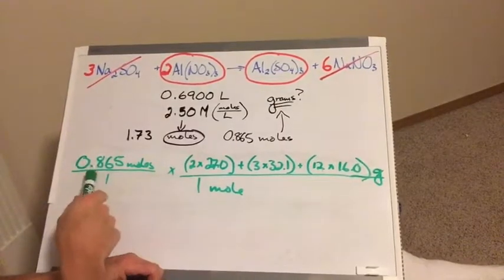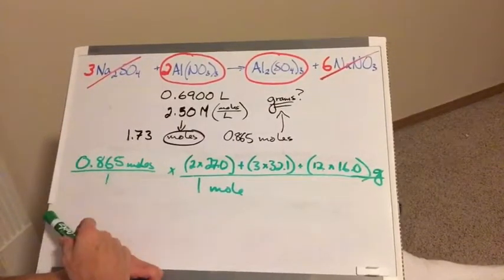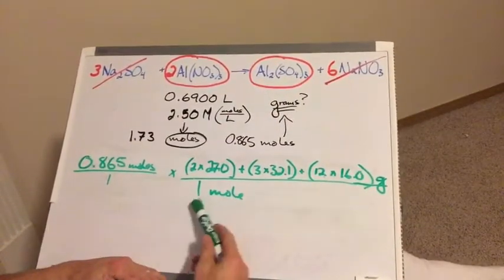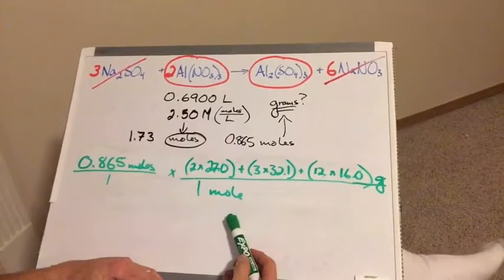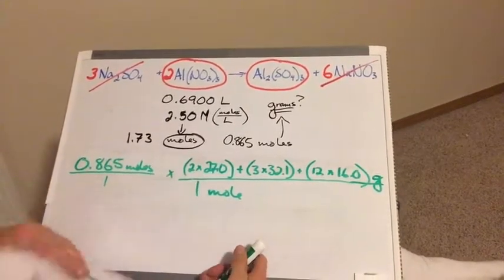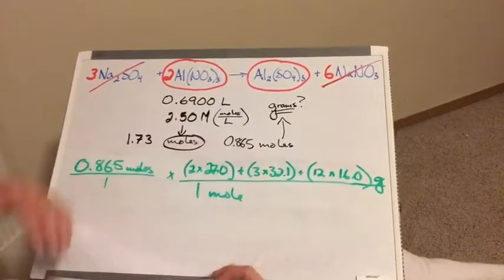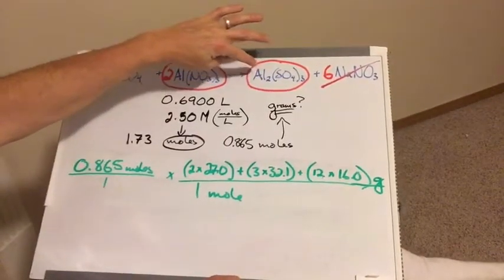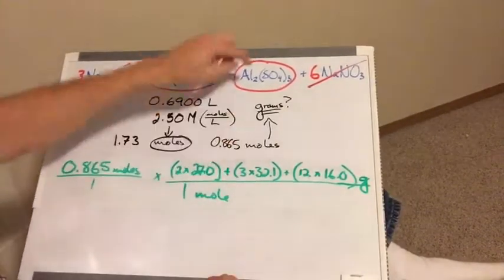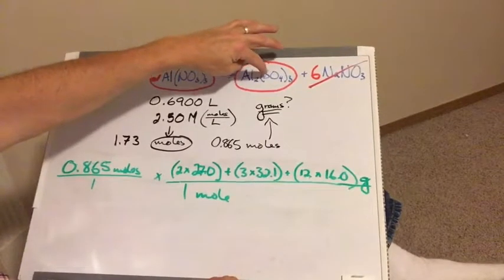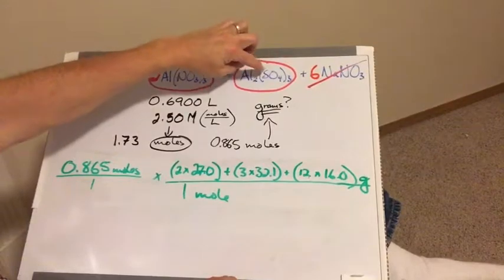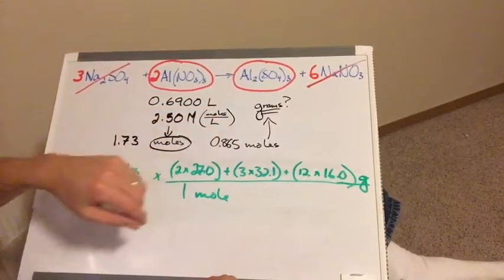We've got 0.865 moles of aluminum sulfate. And what that means, we've got to find out what 1 mole of aluminum sulfate is in grams. And so essentially I got 2 times 27.0, that's what aluminum weighs, and that's because we have 2 aluminums. And we got 3 times 32.1, that's because we've got 3 sulfates. Each sulfate has 1 sulfur atom, but we've got 3 of them because we got that 3 next to the parentheses. So 3 times 32.1 for sulfur.